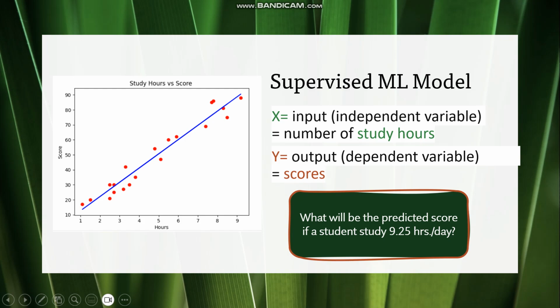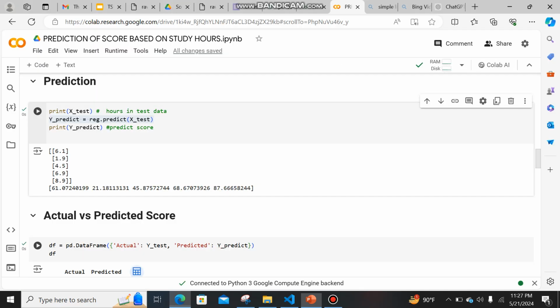Now if I get a question, what would be the predicted score of a student if he or she studies 9.25 hours per day, this model should quickly answer me the predicted score. That's what I am going to look into further, and my model will tell you the predicted score in our Google Colab. So let's go there. Let's go to our Google Colab file.